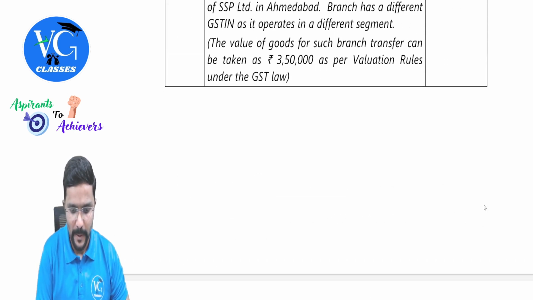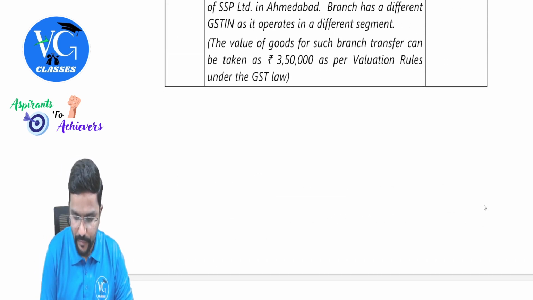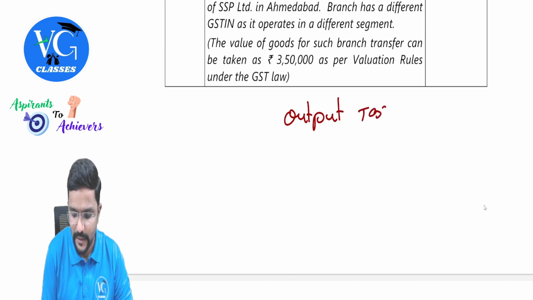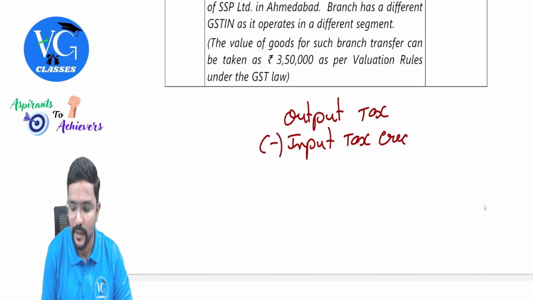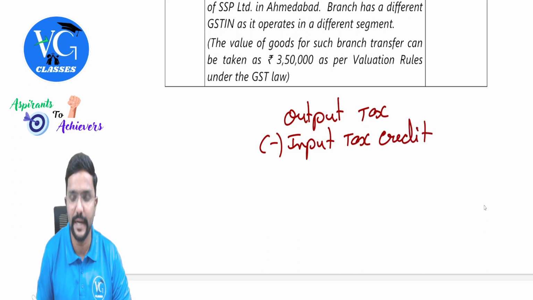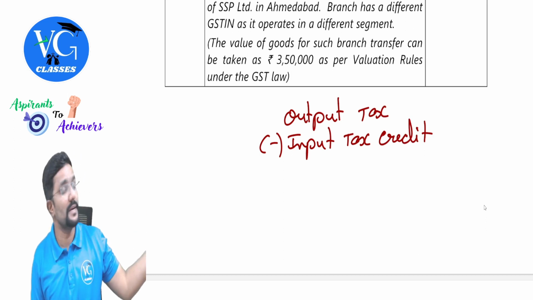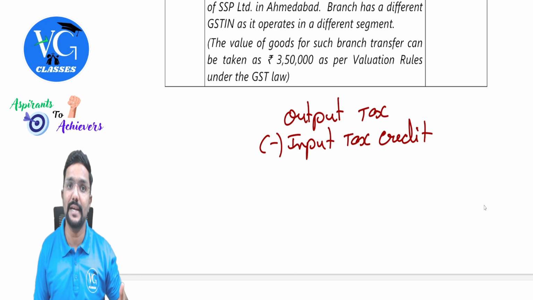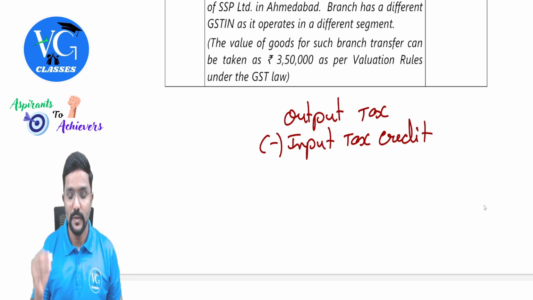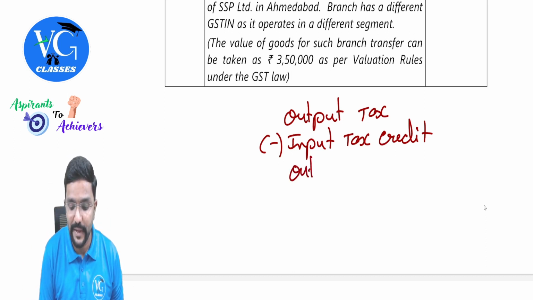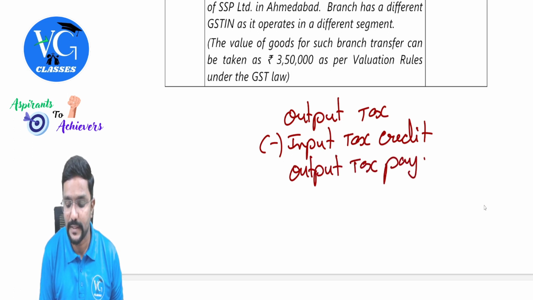Here, what is it? Output tax we need to calculate first. From that we need to reduce input tax credit. Input tax credit includes the total tax on inward supply, whether it is taxable under RCM or FCM. This will give us output tax payable.